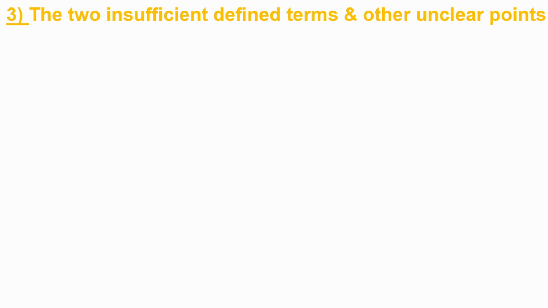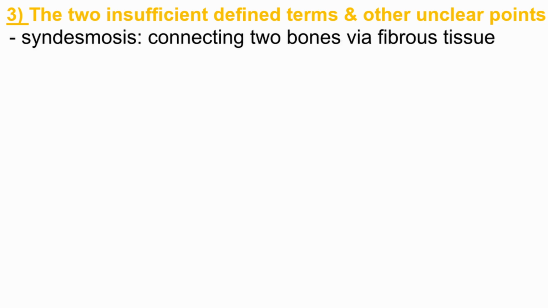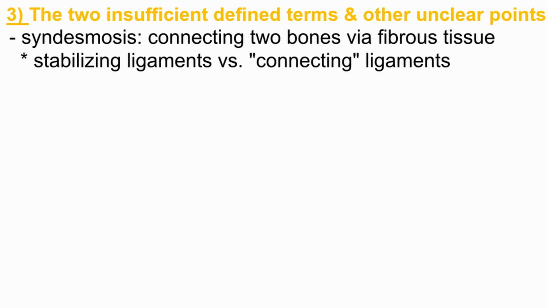Two insufficiently defined terms and other unclear points. There were two terms which made me struggle to understand the joint classification, so I would like to discuss these two terms in more detail. First, the syndesmosis. These are fibrous joints that connect two ordinary bones with each other, such as the membrana interossea antebrachii.